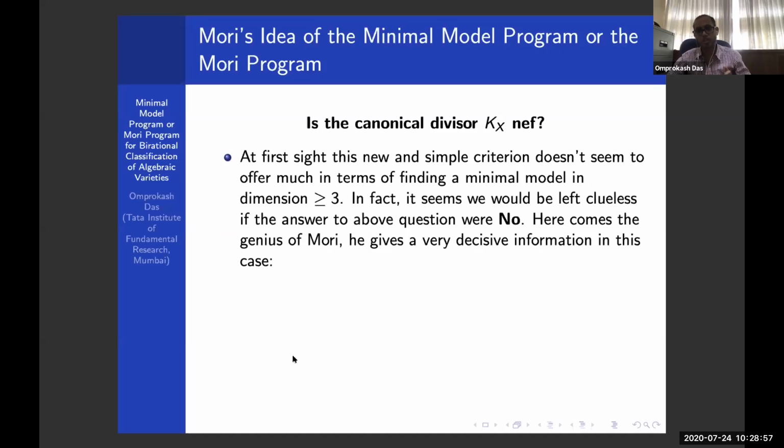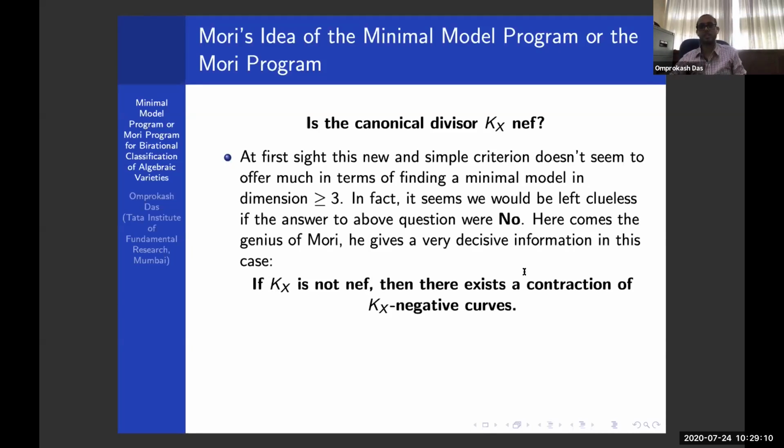But that is what Mori did, his main work: he gives very decisive information in this case. He shows, all done in the 1980s, around 85 to 88, starting from 82 or 83, that if K_X is not nef, then there exists a contraction of K_X-negative curves. By K_X-negative curves I mean curves whose intersection with K_X is a negative number, not necessarily -1, absolutely not; you cannot say that in higher dimension. But a negative number at least. If you have a curve intersecting negatively, you should be able to contract it.